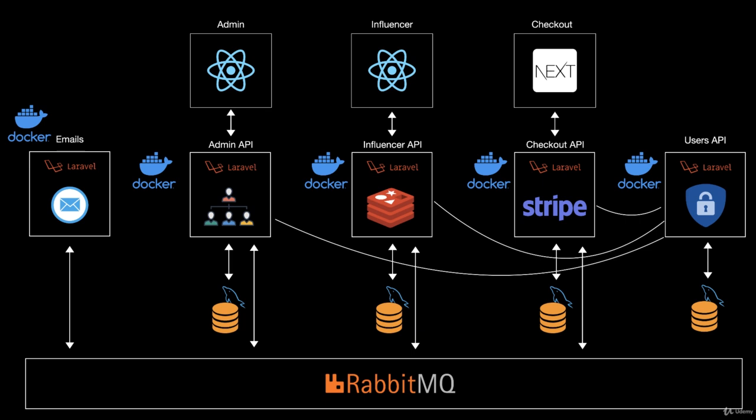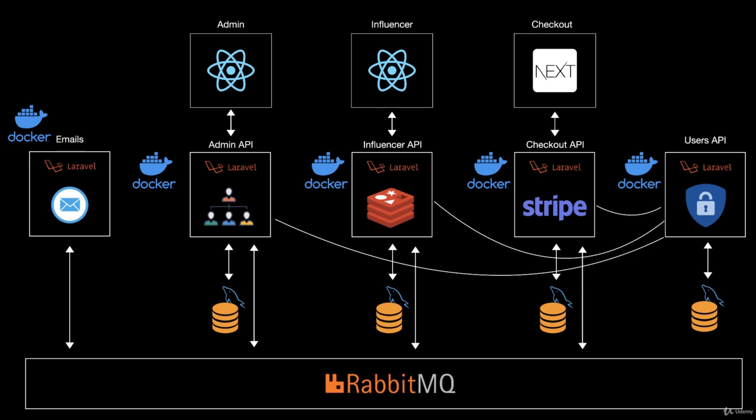So in the microservices part, each frontend has its own API. The admin will consume the admin API, and the admin API will only care about the authorization of the users. The influencer will consume the influencer API, and in the influencer API we'll use Redis. The checkout will consume the checkout API, and there, when we pay, we will use Stripe.